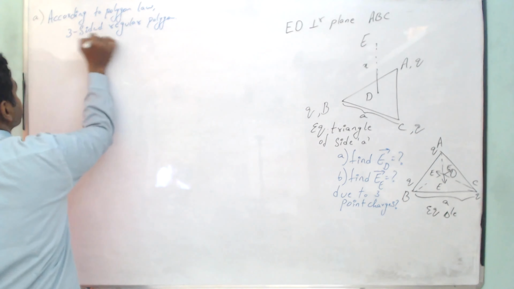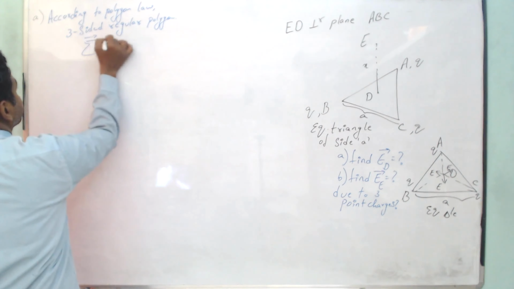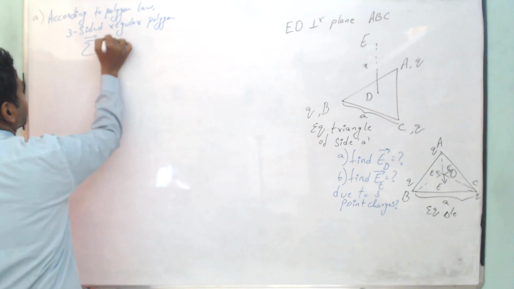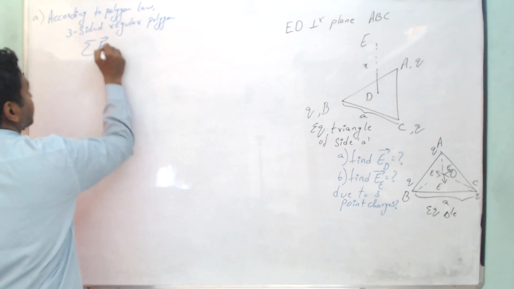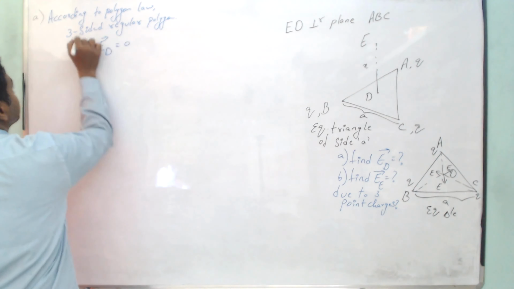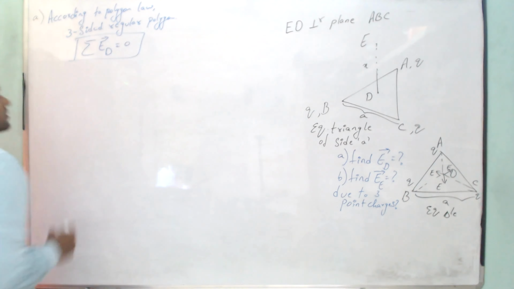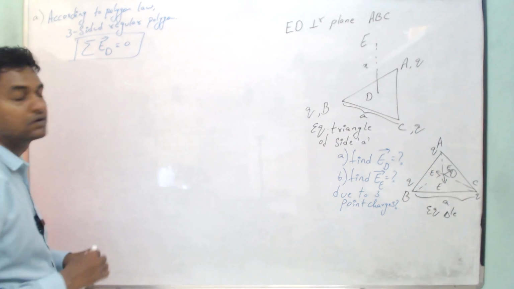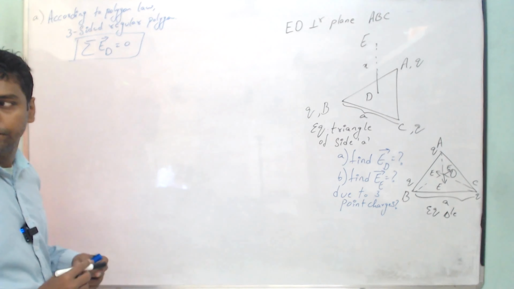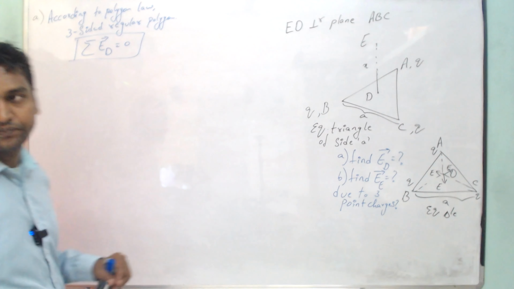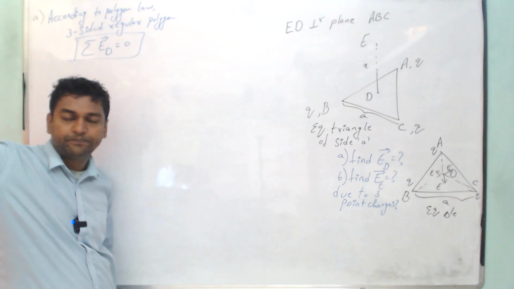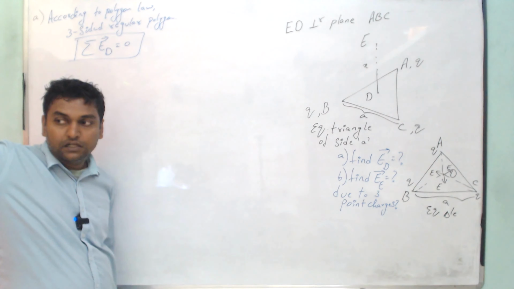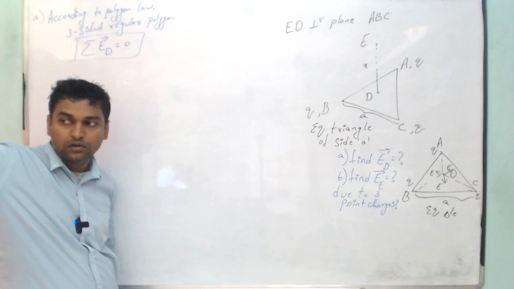Therefore, the summation of all the electric fields acting at point D will be 0. Okay? ठीक है? Yeah. है ना? Yeah, acting 0. So theta will be 2 pi by L.